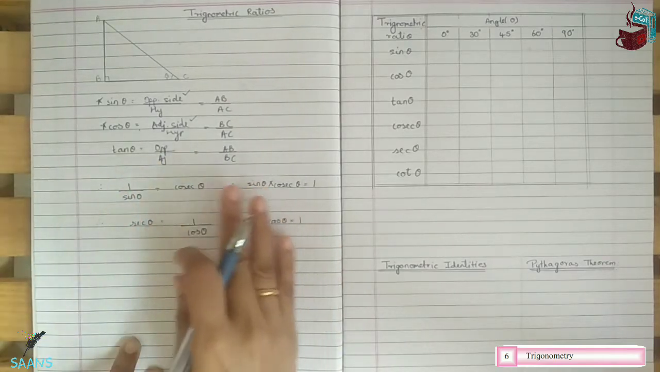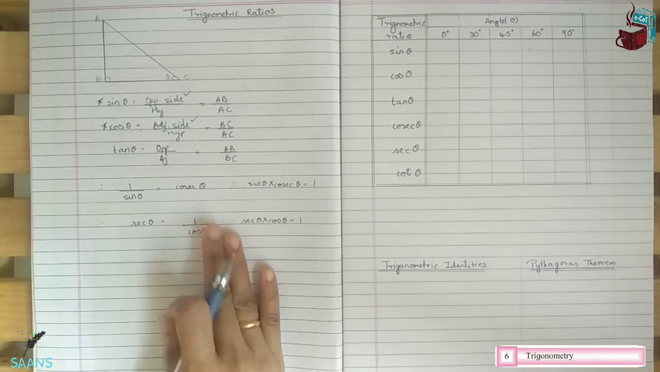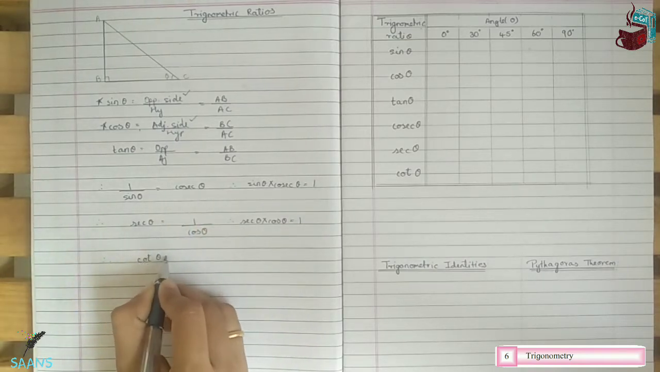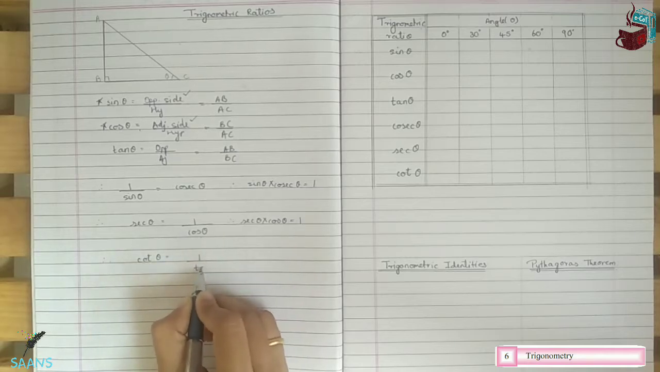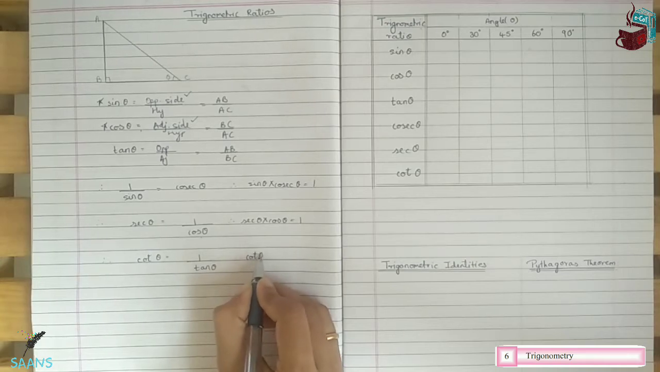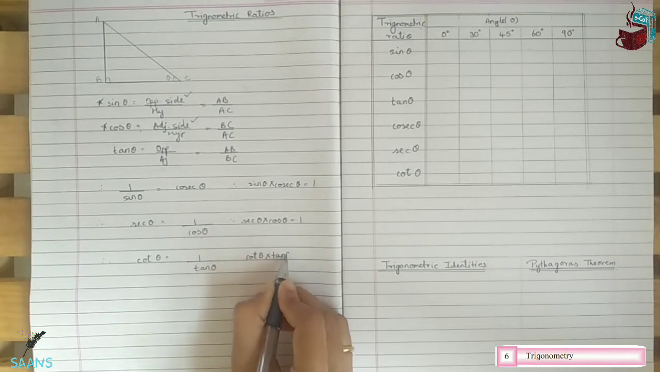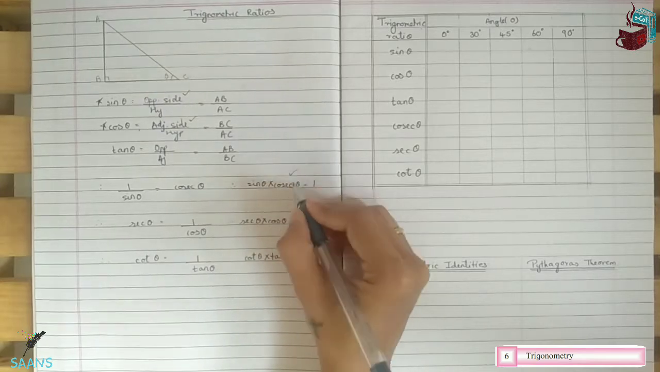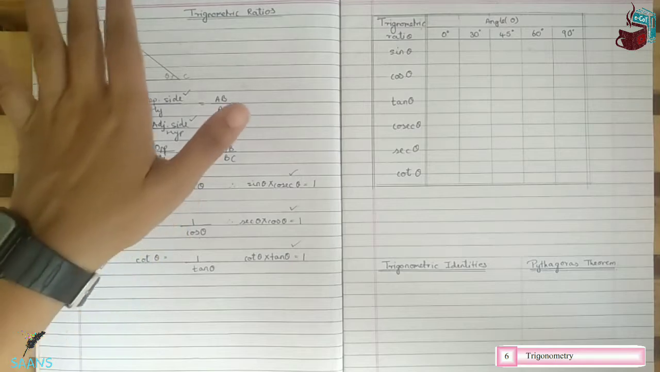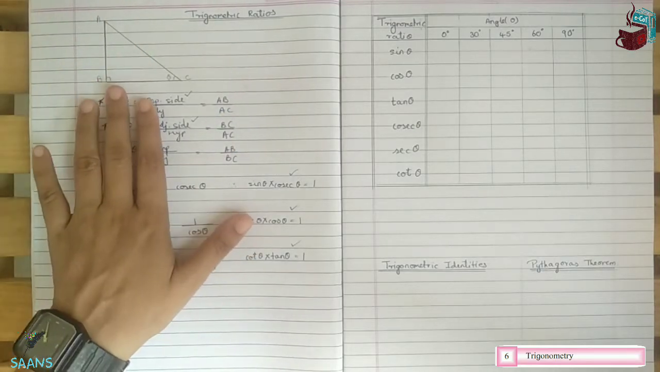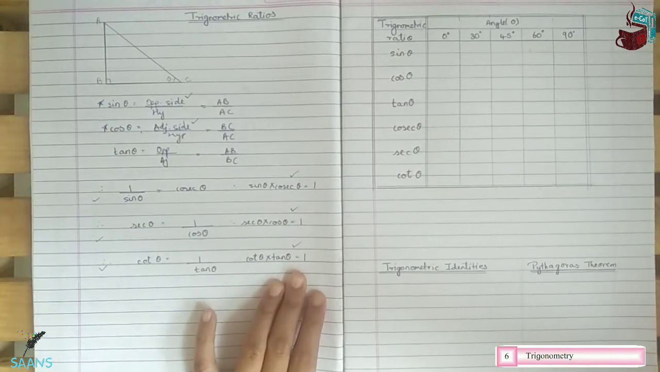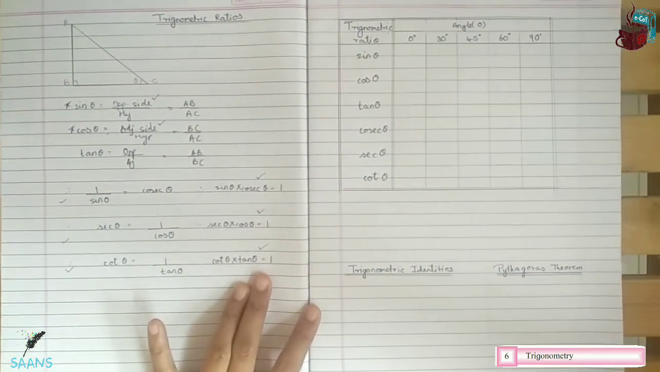This is a relation that you need to remember and will be using further, so it's very important for us. And last but not least, cot theta is equal to 1 upon tan theta. Therefore, cot theta into tan theta is equal to 1. These are some relations that you need to remember. So this is for direct application. I'll tell you further when we apply the Pythagoras theorem how things are going to look.